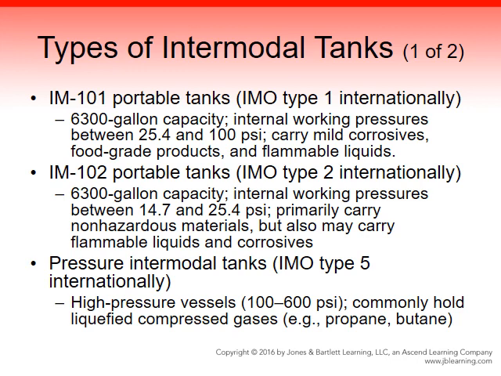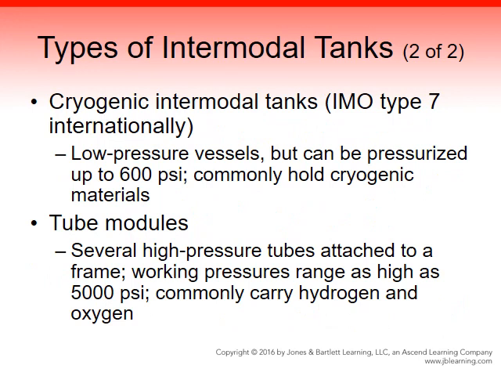Pressure intermodal tanks, known as IMO Type 5 internationally, are high pressure vessels, and they have a working pressure between 100 and 600 psi. They commonly hold liquid compressed gas such as propane and butane. Cryogenic intermodal tanks, known as IMO Type 7 internationally, are low pressure vessels but can be pressurized up to 600 psi, and they commonly hold cryogenic materials.